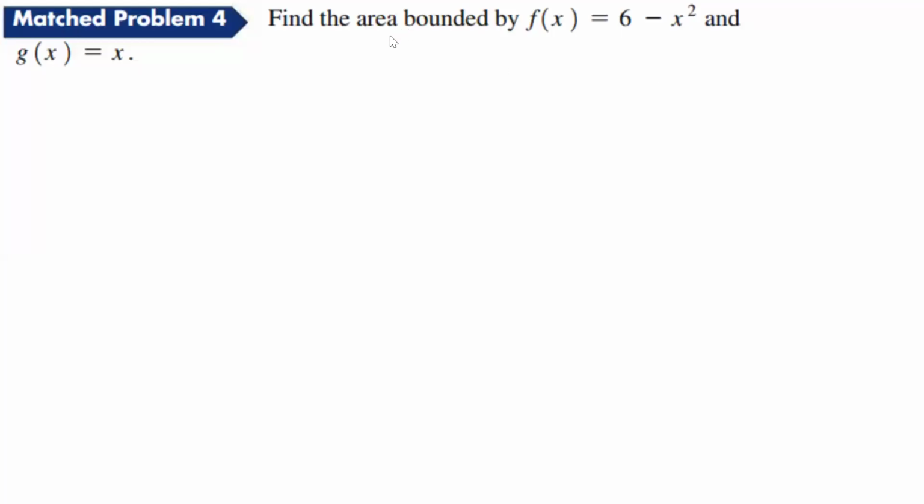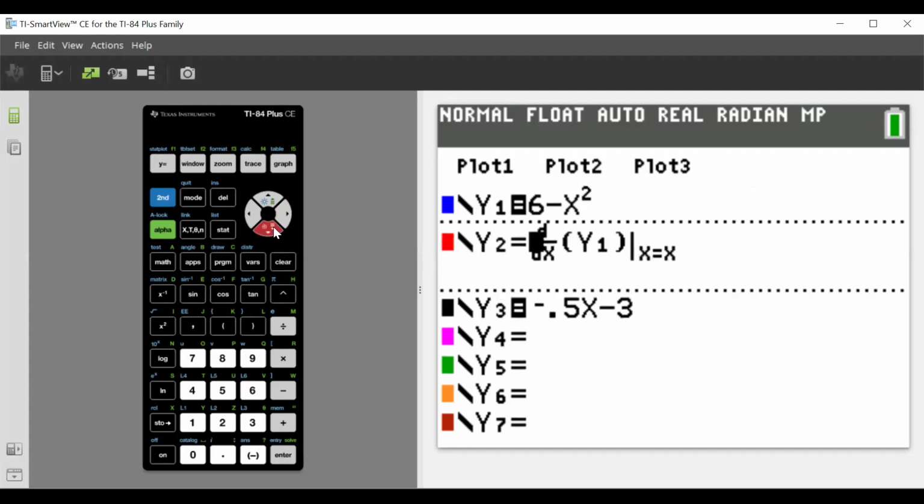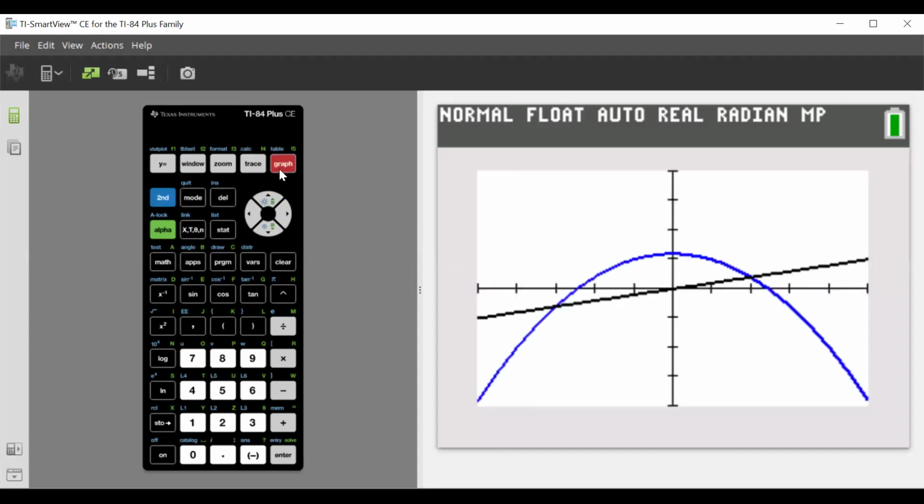All right, so this one we're supposed to find the area bounded by 6 minus x squared and the x. So on this one, the best thing to do, if we don't have it figured out, is to plot it. So we have 6 minus x squared. Let's shift insert and say 6 minus x squared and then get rid of the minus 1 on the end. And our other piece is just x. So let's clear that out and put x. And so now that's what it looks like.